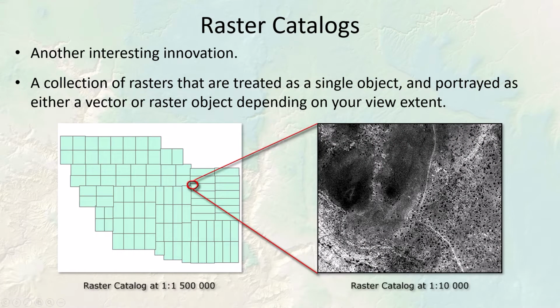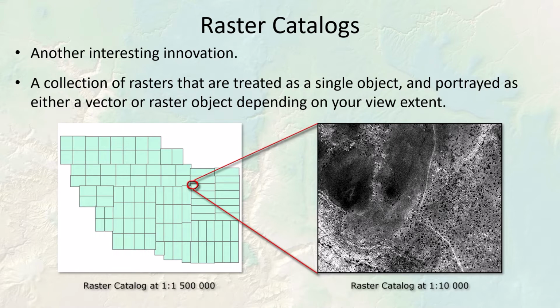Raster catalogs are a collection of rasters that are treated as a single object. ArcGIS uses the extent of each separate raster to determine what should be drawn on the map. For example, you might have a collection of hundreds of aerial photographs that cover a region. Now, it's kind of a pain to load all these images up into your map at once because it fills up the contents pane and it really slows down the drawing speed.